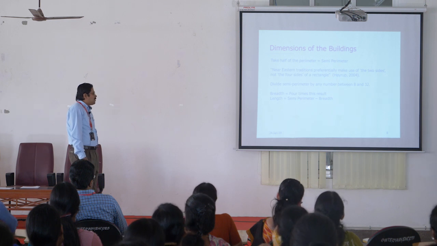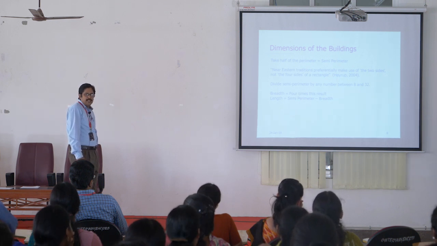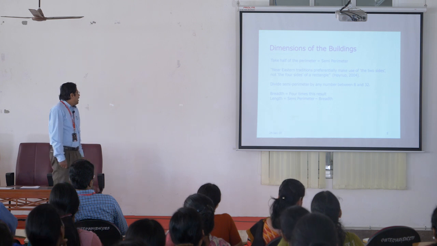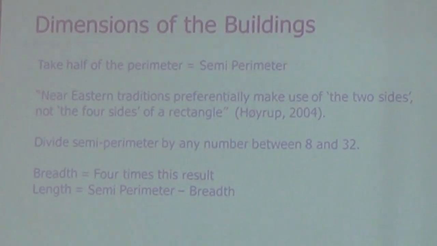Now, how are the dimensions of a building calculated according to the traditional architectural practice? Half of the perimeter of the proposed building is initially taken, which is known as the semi-perimeter. Near Eastern traditions, especially Arabs as well as Indians, preferably make use of two sides, not the four sides, of a rectangle. That means instead of taking the perimeter, in olden days, the semi-perimeter is considered, that is length plus breadth, not 2 times length plus breadth. And divide the semi-perimeter by any number between 8 and 32.